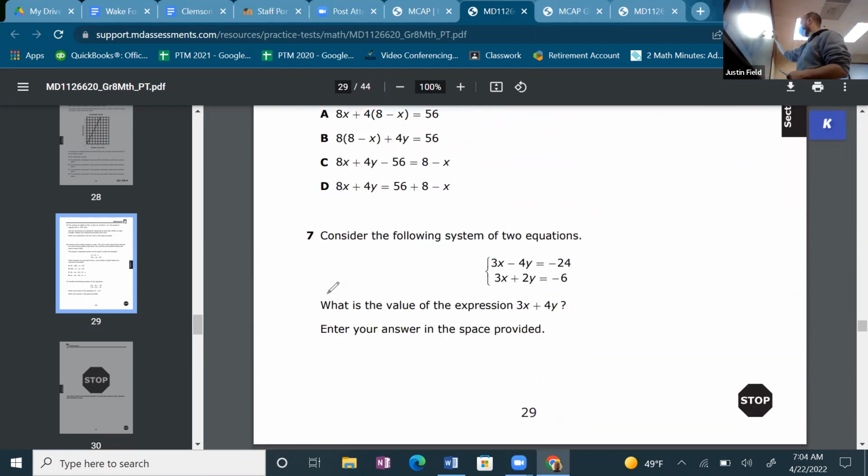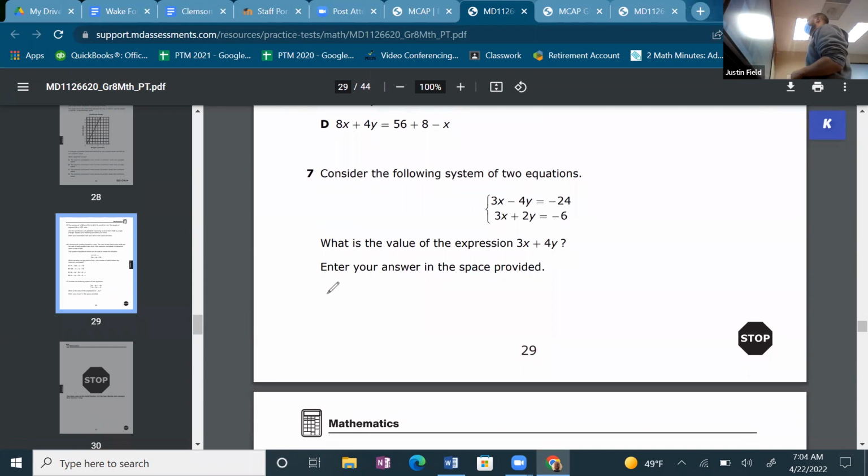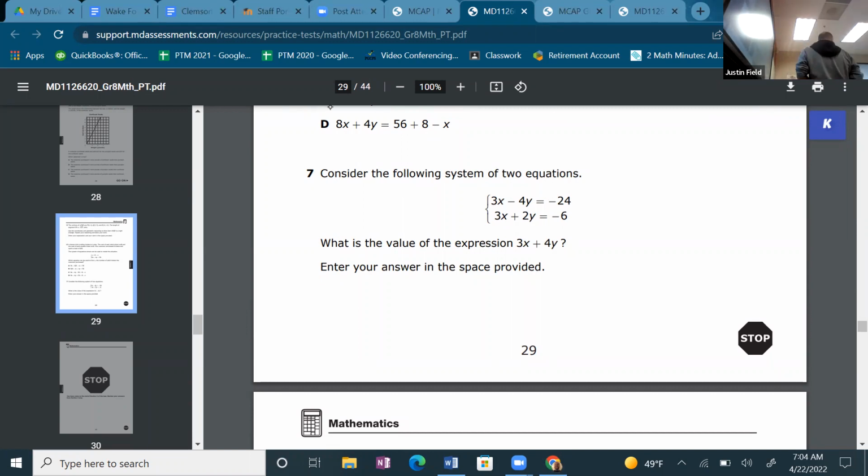Sometimes you don't have to go all the way to the answer. Consider the following system of 2 equations. Do you think that systems of equations is important for MCAP? Yeah, I do too. What is the value of the expression?